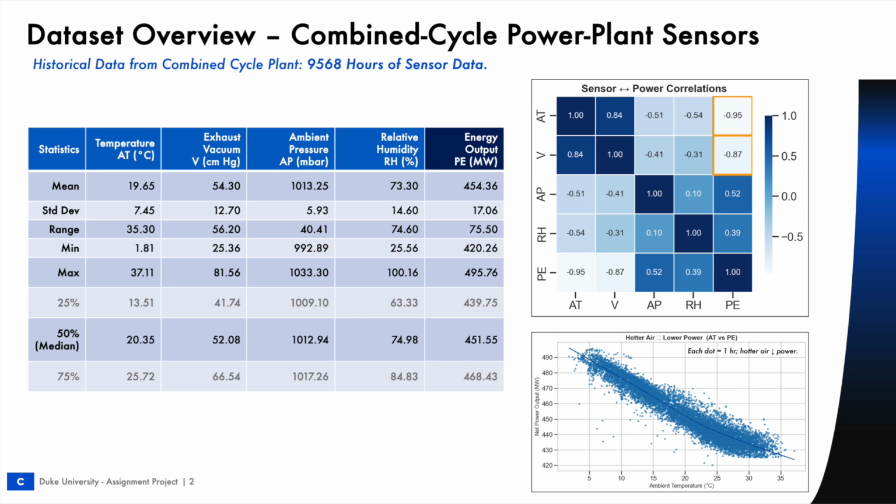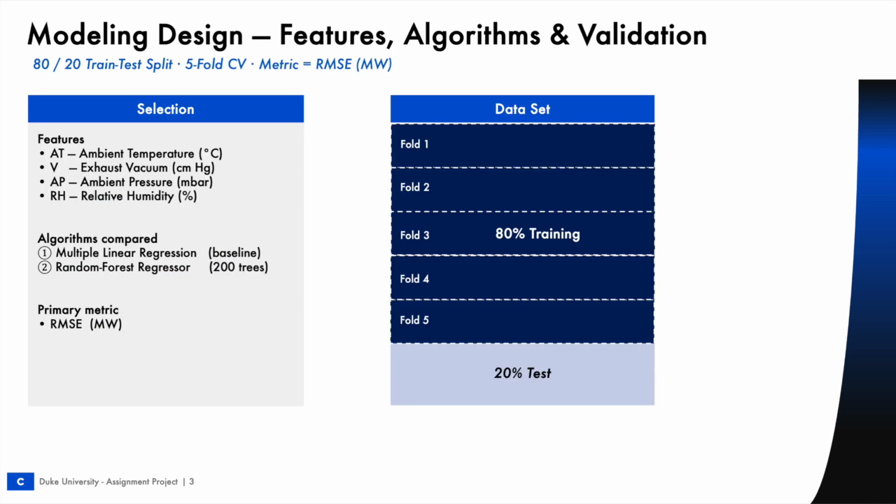With that data picture in mind, let's see how we turn these 4 sensors into a predictive model. Here's the game plan for the model. Inputs: we keep all 4 numeric sensors exactly as they are: temperature, exhaust vacuum, ambient pressure, and humidity. Nothing to encode or scale beyond standardizing for the linear model. 2 candidates. Multiple linear regression: one straight line through the data gives us a transparent baseline.